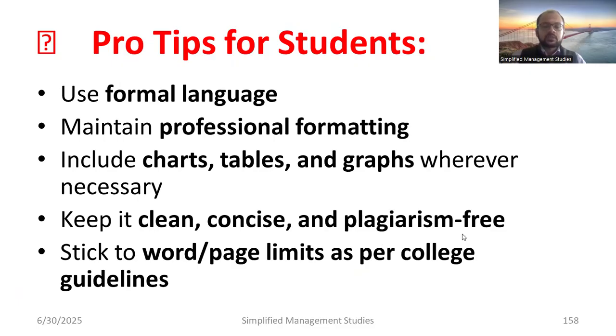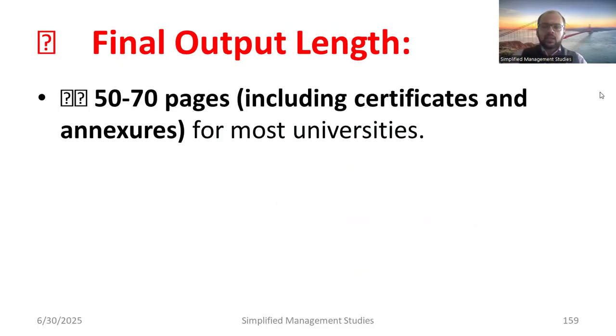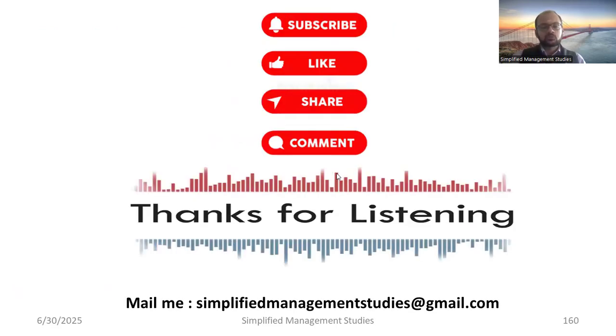Stick to the word and page limits as per the college norms and university guidelines, and it should be clean, concise, and precise in how you explain. Once somebody reads the report, they should understand what exactly you carried out in the internship. These are the pro tips I wanted to suggest to all the students. The final output length should be 50 to 70 pages. That is a decent internship report for MBA and PGDM. Try to include all the certificates effectively and follow the university norms.